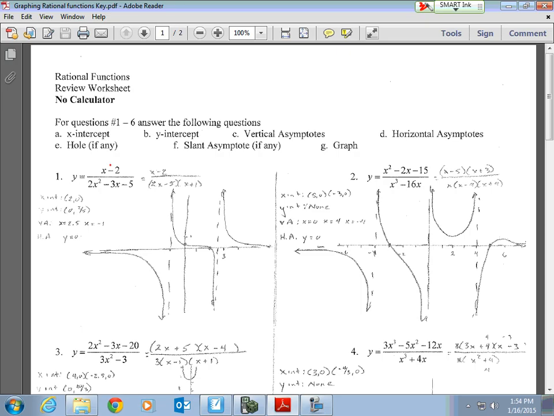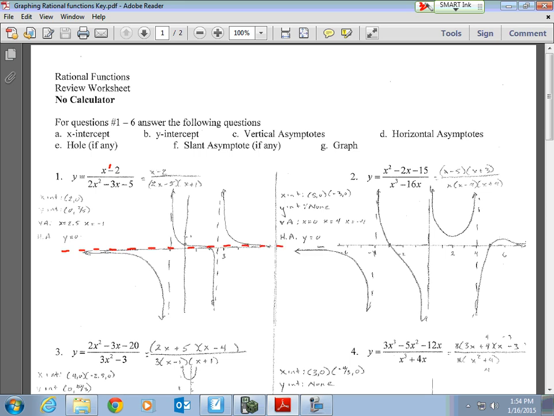The degree of the top is 1. The degree of the bottom is 2. The horizontal asymptote is 0. All right, what is the horizontal asymptote? That is where I start on my graph. My horizontal asymptote is y equals 0.